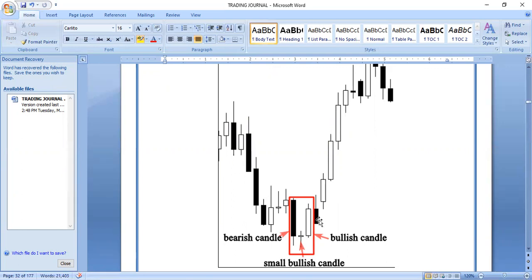Then after the reversal, it may form another bearish candlestick, or even another bullish candlestick. This one is something we call the inside bar. In our later chapters, we look at the inside bar and how to apply it.